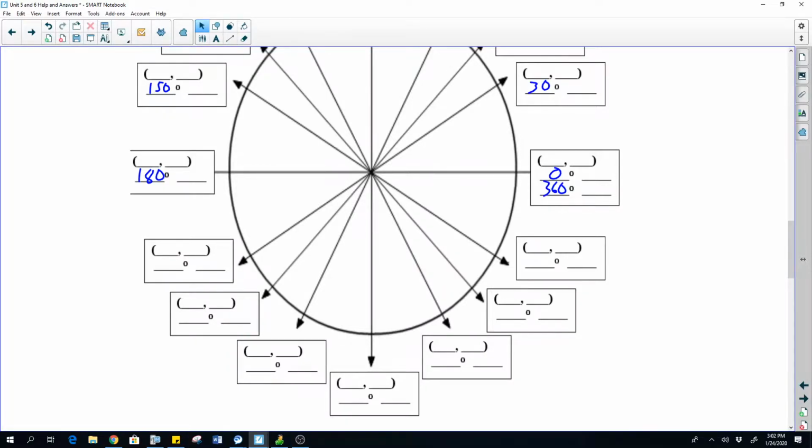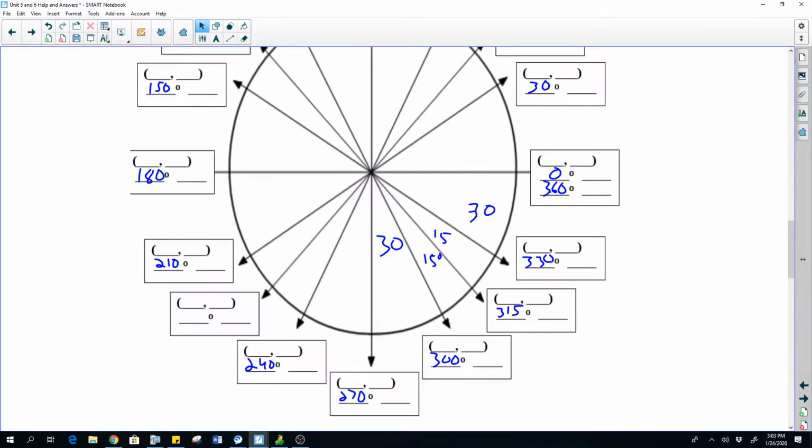So after 180 is 210, and then 240, 270, 300, 330, and then 360. Okay, then each of these little ones in between, oh, messed up already, sorry. So 330 goes right there. Each of these then is 15 degrees, right? So 300 plus 15 is 315 degrees. Each of these is 30, and each of these is 15. So 315 plus 15 is 330, and then 330 plus 30 is 360.